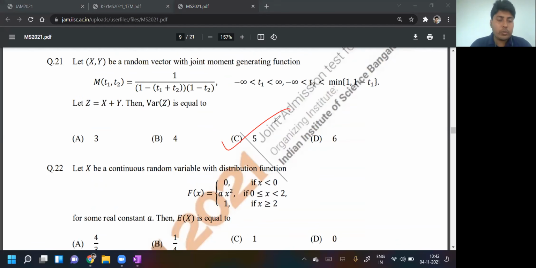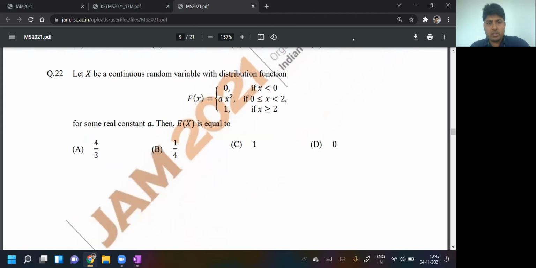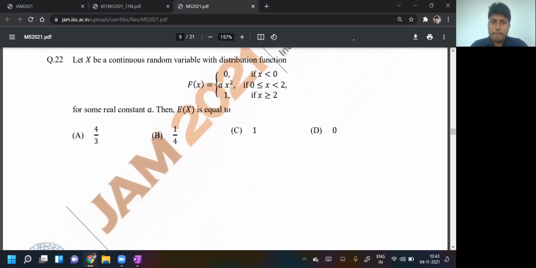Let's come to 22. So in 22 we have X as a continuous random variable with a distribution function, meaning CDF. So CDF is given as this, 0, A x square, 1, for some real constant A, then E[X] is equal to. So mean we have to find. So we may use PDF, or we directly have one formula for E[X] using CDF. So let's try directly first. So I will do only here.